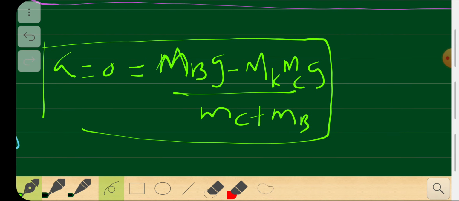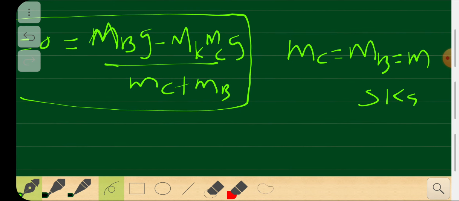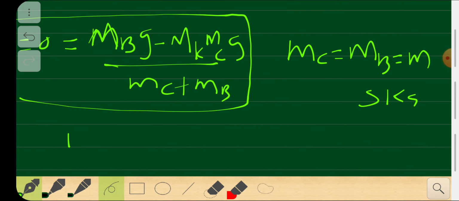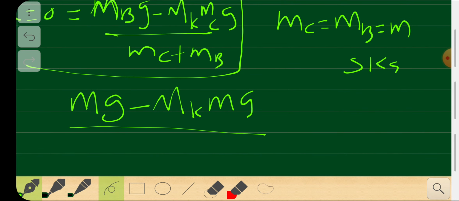What if the same masses, 5 kilograms, are holding? What is the minimum friction to make sure that it doesn't slip? That's the intention here. So I'm going to put m_c equal to m_b equal to some m, let's assume 5 kilograms. So m_b, which is m times g, minus mu k times m times g, over m_c plus m_b, which is 2m, must be equal to 0.